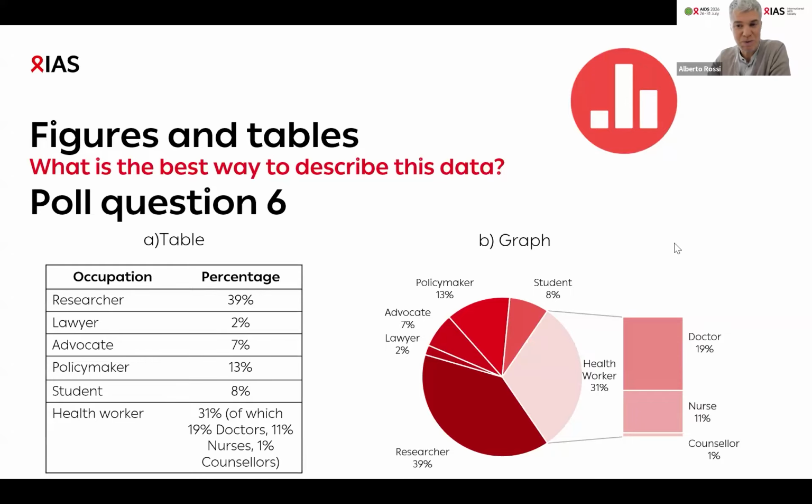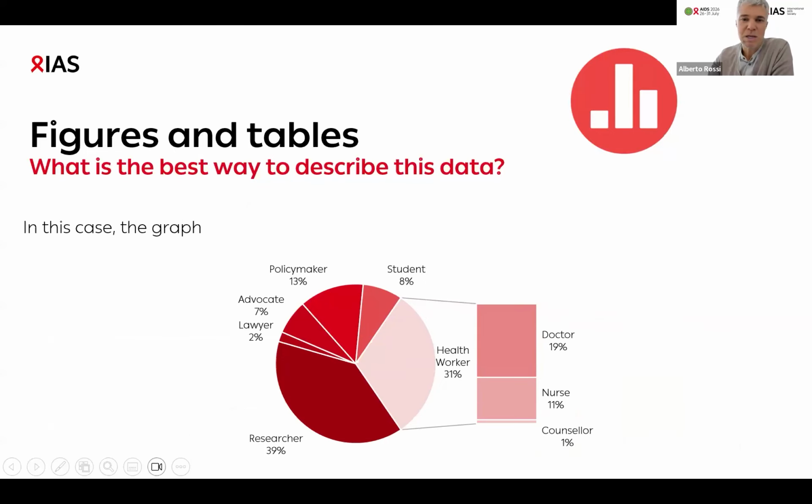So 72% of you indicated that in this case, it's best to represent the data in a graph. And we do agree with that because we think it's just a lot simpler visually to see this. The table made it more complicated to understand the subgroup, whereas a graph, a pie chart in this case, is a lot better to immediately convey the results or the data.